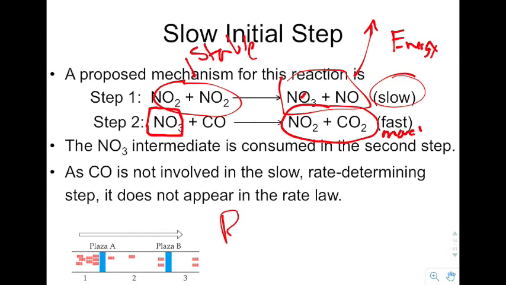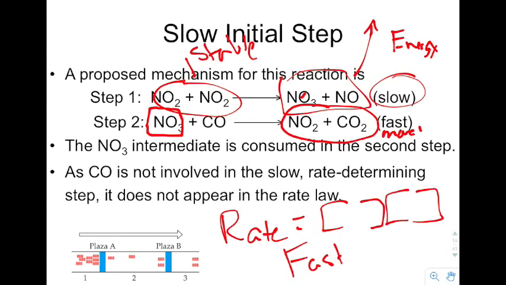So if you have a rate law and something is not in the rate law, then it's in the fast part of the reaction. That's how you identify whether it's a fast or a slow step. If it's not in the rate law, it's a fast step. If it's in the rate law, it's a slow step.